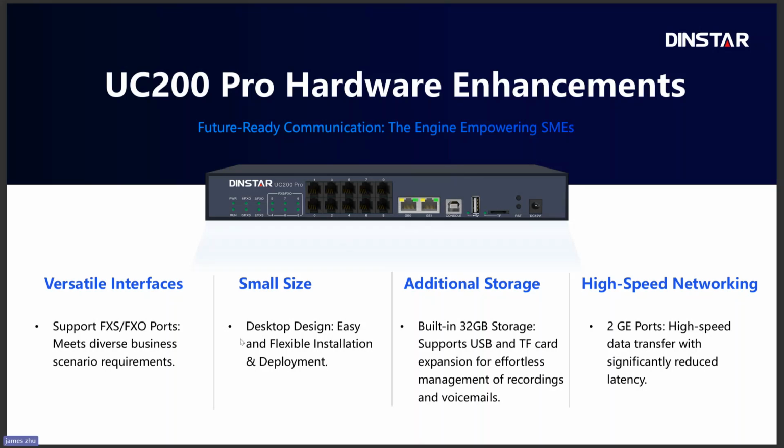And in terms of the new version, we have hardware enhancement. Here we have the mixed interface. We have more options for FXS and FXO, and they can be combined together. It has a compact size, very small for desktop installation. We also added additional storage, 32 gig of storage already. And of course, we also have the high speed 2 GB port for our network.